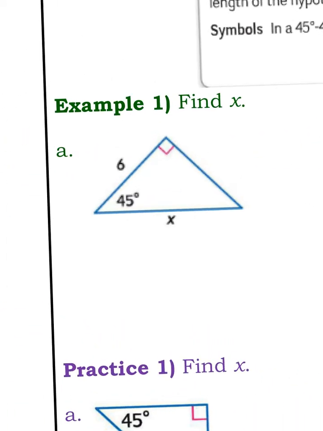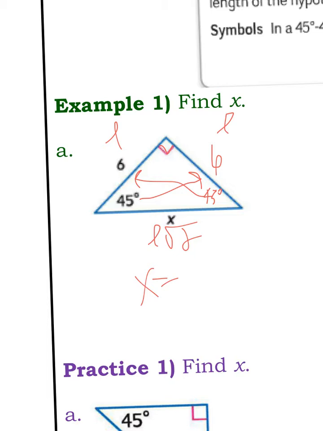So this is what I mean. I have a 45-degree angle looking over here, which means this side is going to be 6. How did I know that? Well, this angle was 90. That angle is 45. So this angle is 45. So this is my L, this is my other L. So I'm looking for L square root 2. Well, if L is 6, then the answer is x equals 6 square root 2.